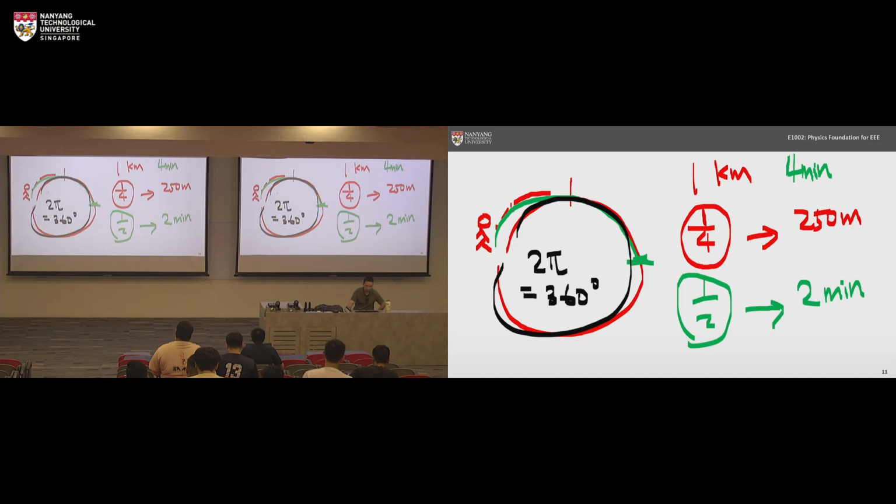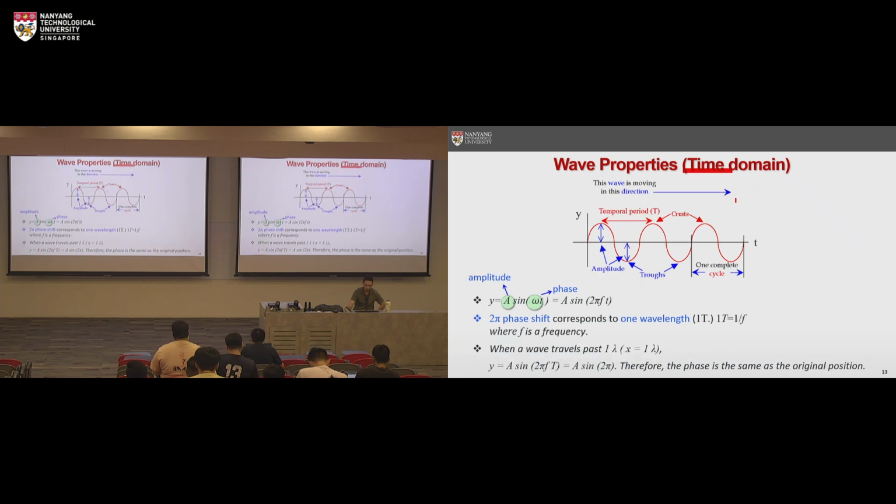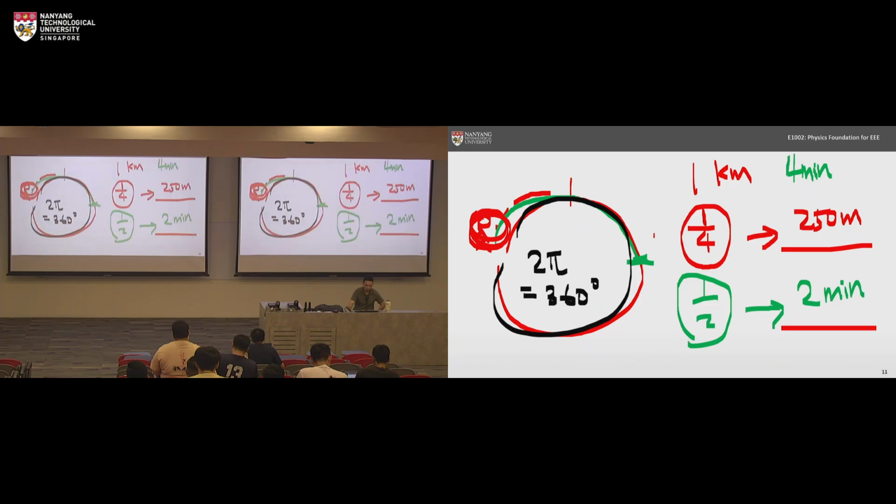Let's say this is you, and we know that one cycle is 2 pi, which is 360 degrees. If I know your phase is 1/4 or 1/2, I can tell the distance or the time you have been running on the track. So in summary, phase can provide you information of the space domain, and it can also tell you information of the time. Just by thinking of this diagram, I hope you can understand the phase better.